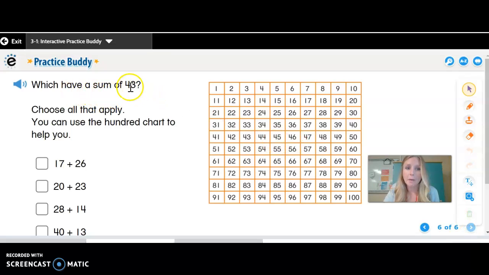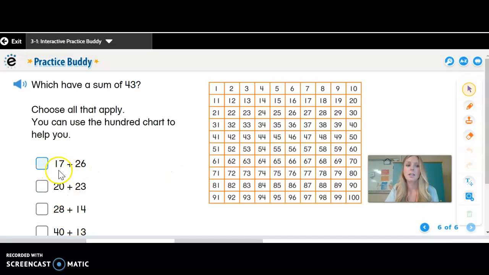Which have the sum of 43? Ooh, choose all that apply. When I hear that, all that apply, that means there could be one answer. There could be 2 or 3 or 4. We don't know. All I know is I have to look at every possible answer to make sure that I mark all the questions right so I can get all my points. Okay, so choose all that apply means there could be more than one answer. We know the sum has to be what number? 43. So our answer has to be 43.